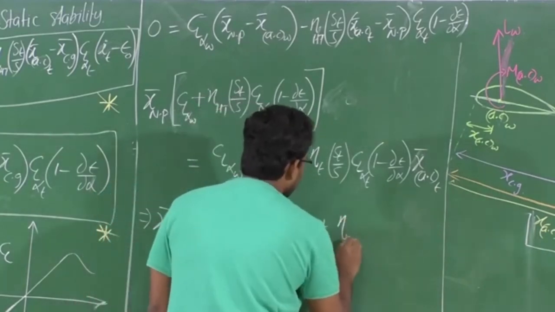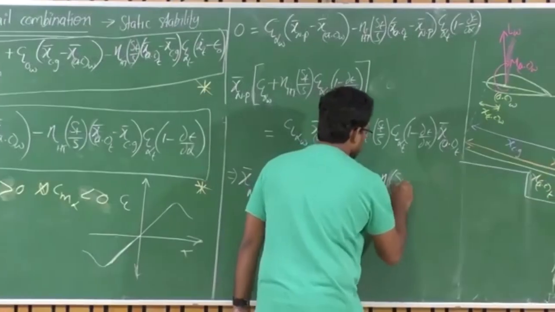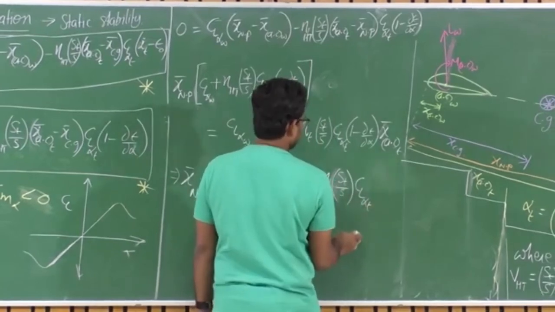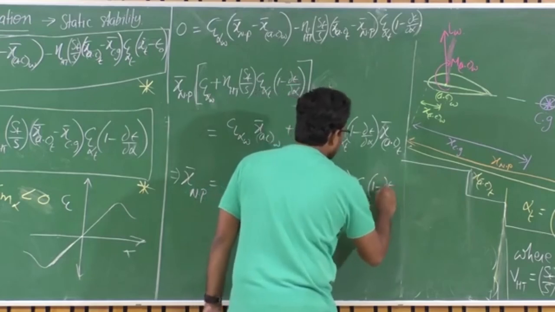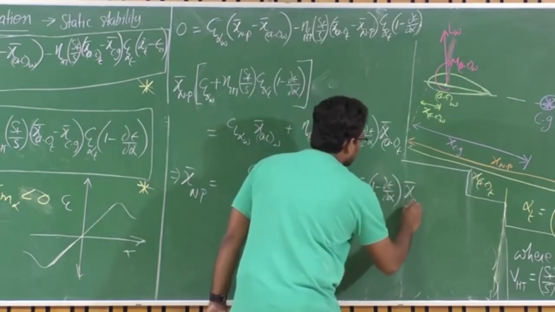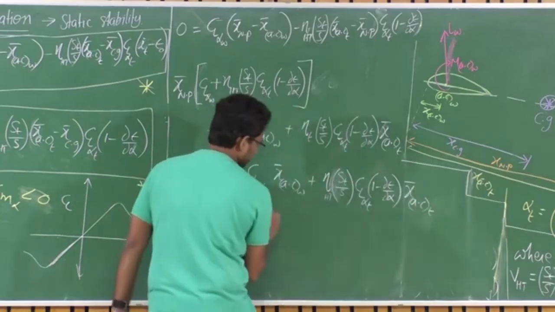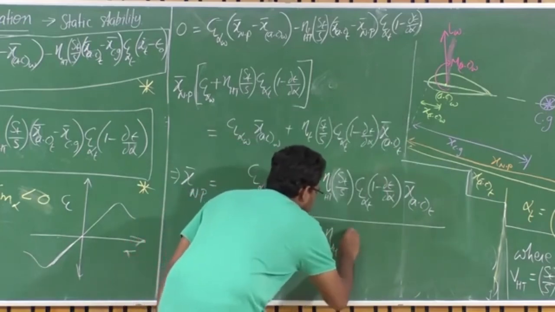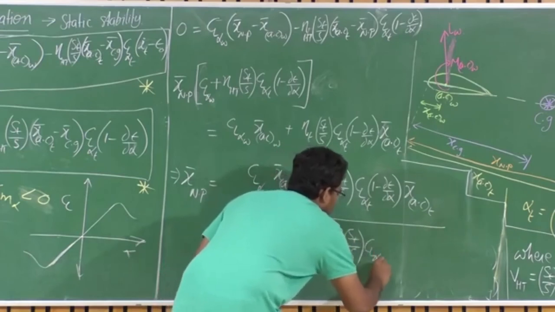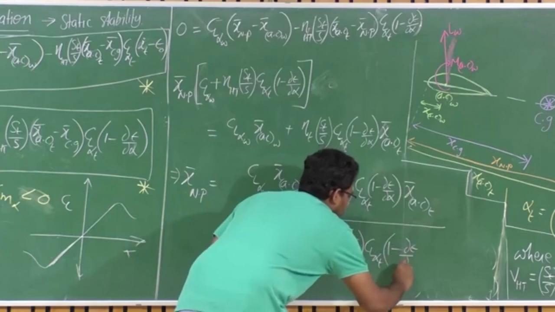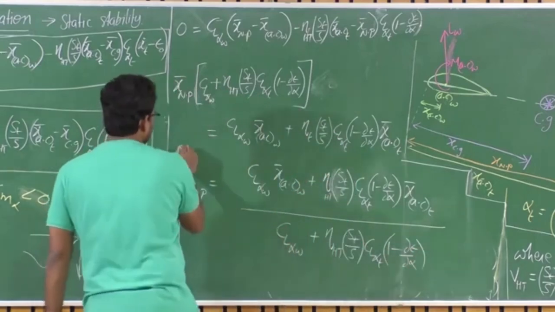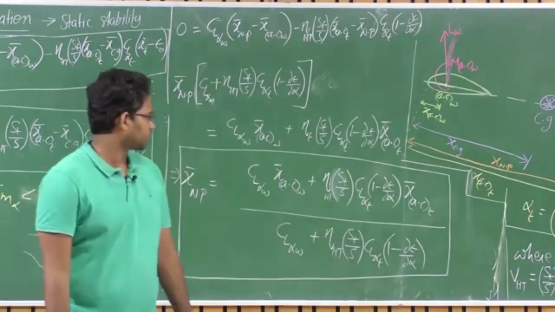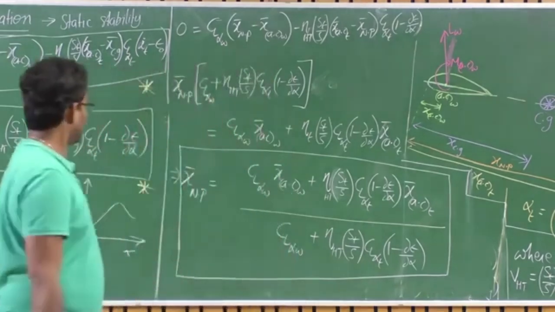plus eta of horizontal tail, S_T upon S, CL alpha of tail multiplied by (1 minus dε/dα) times X bar AC of tail, upon CL alpha of wing plus eta of horizontal tail times S_T upon S times CL alpha of tail multiplied by (1 minus dε/dα). Right? This is the corresponding location of the neutral point for which CM alpha is 0.